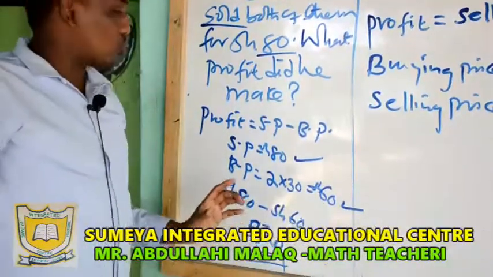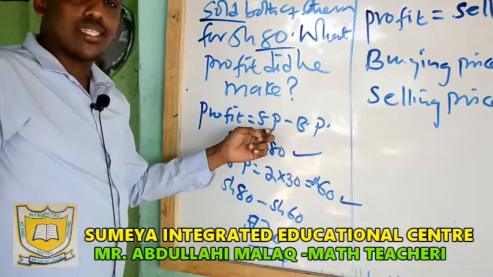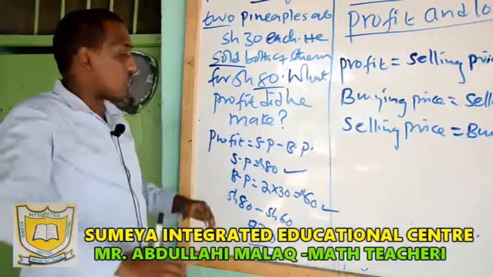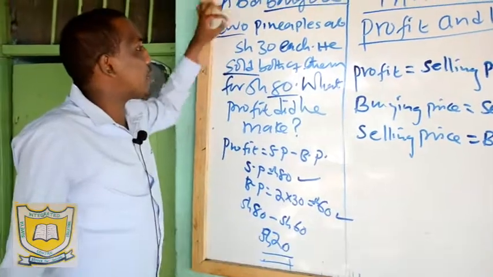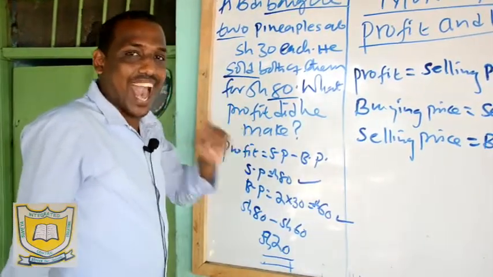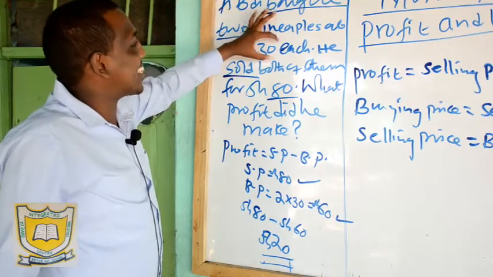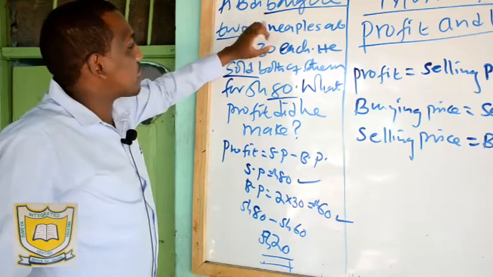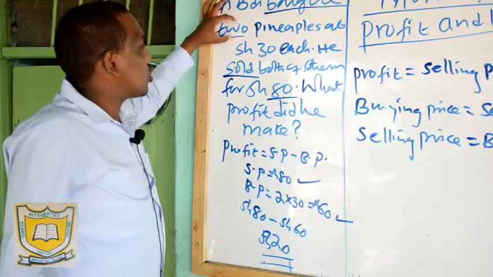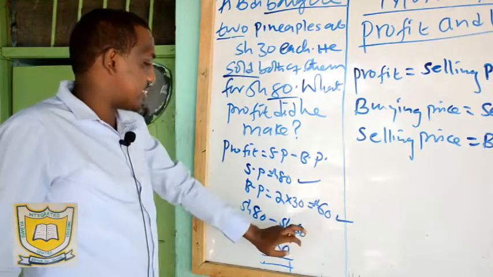So profit is equal to selling price minus buying price. So Abdi bought 2 pineapples at shillings 30 each. At each, or per, you always multiply. 2 pineapples at shillings 30 each, so 30 times 2, it's 60.